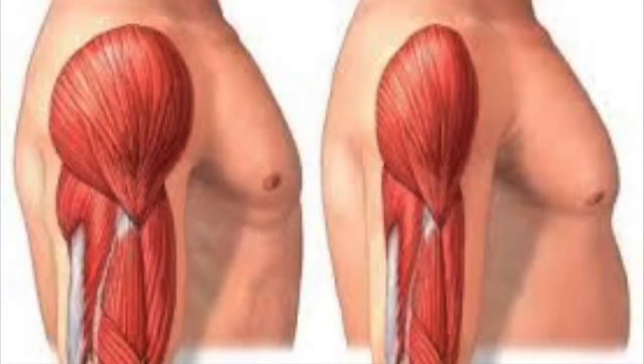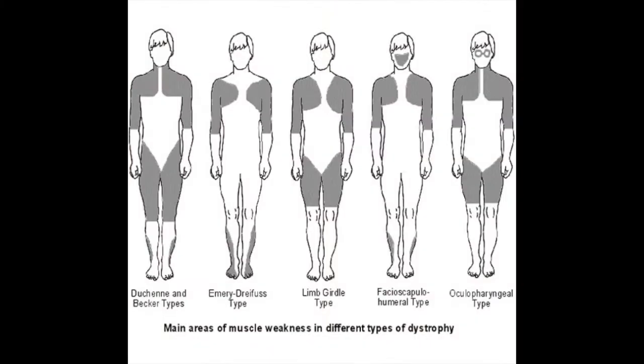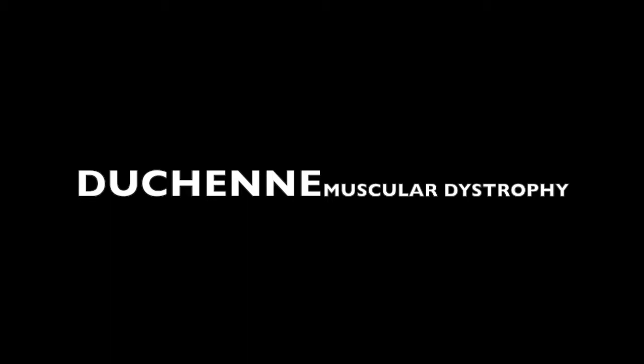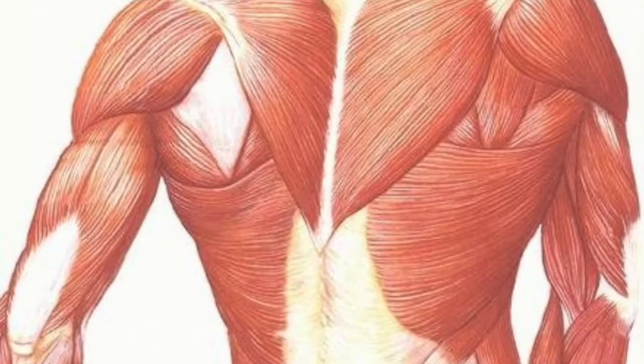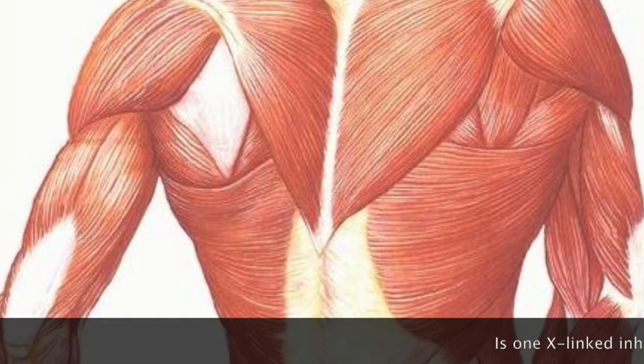Muscular dystrophy is a group of familial disorders that cause the degeneration of skeletal muscle fibers. There are a few different types of muscular dystrophy, but the ones we are going to look at are Duchenne muscular dystrophy and myotonic muscular dystrophy. Let's begin with Duchenne muscular dystrophy.